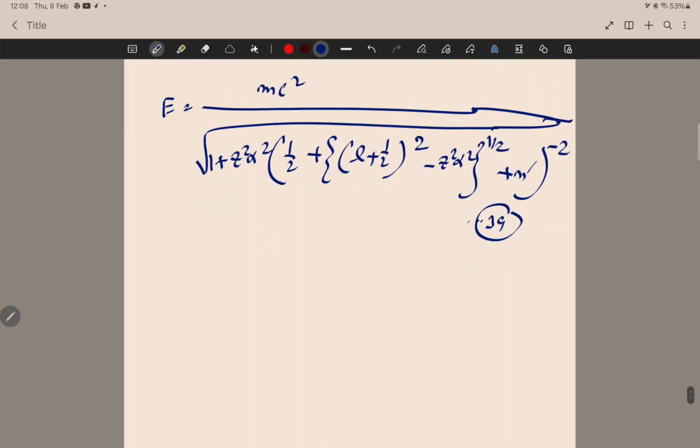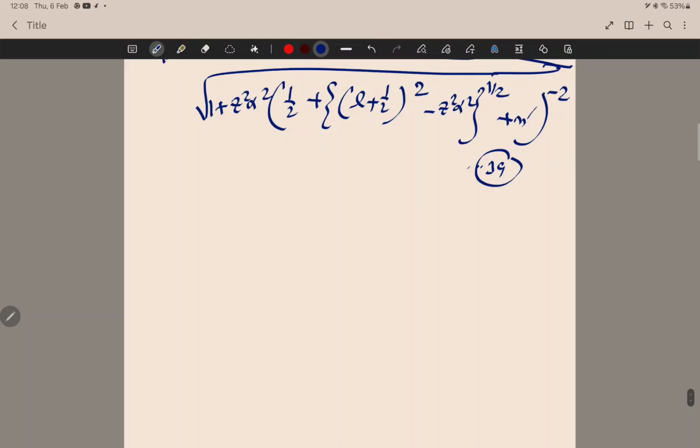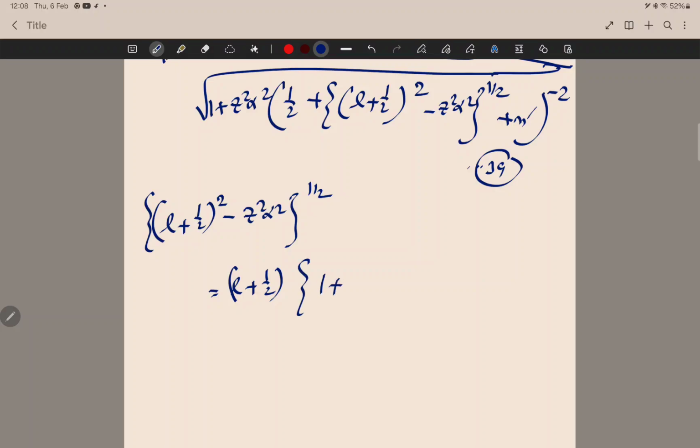In the above expression for E, n' is the power of rho after which the series for R is terminated. In order to make sense of the complicated expression, we proceed to expand and keep it up to alpha to the power 4. First we consider root under (L plus 1 by 2) whole square minus z square alpha square, which equals (L plus 1 by 2) times root under 1 minus z square alpha square divided by (L plus 1 by 2) whole square.